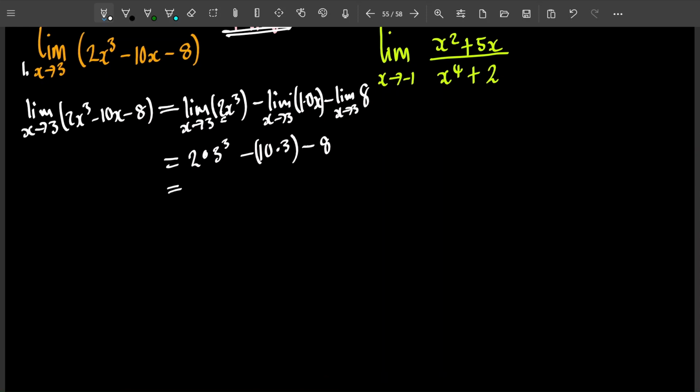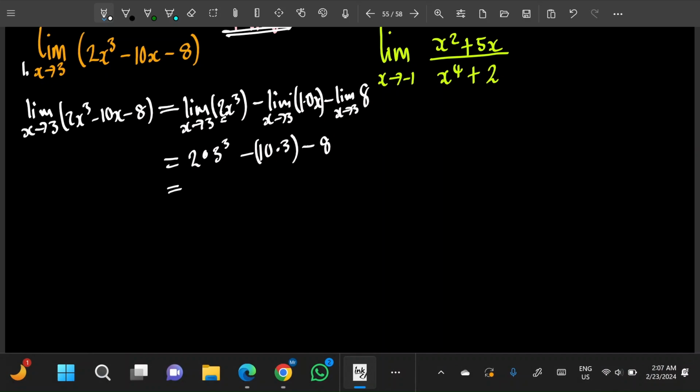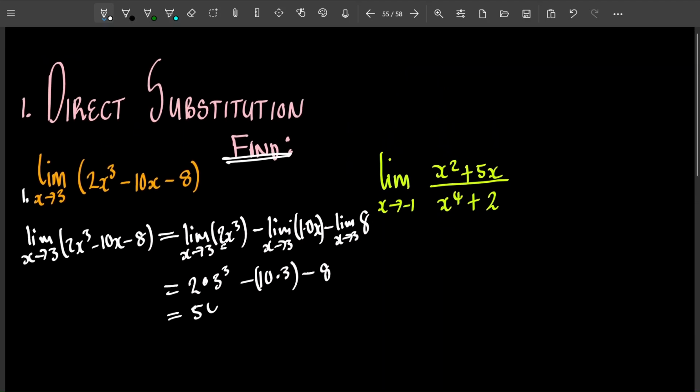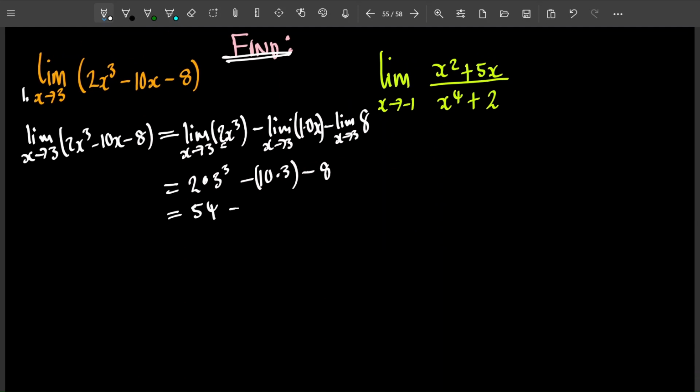And we go ahead and get the number. So if you say 3 cubed, you're going to get 27, right? And if you say 27 times 2, you should get 54, right? Now, when you get 54, you say minus 10 times 3, which is 30, and minus 8, right? And you get 24 minus 8 is 16, and that'll be your final solution.